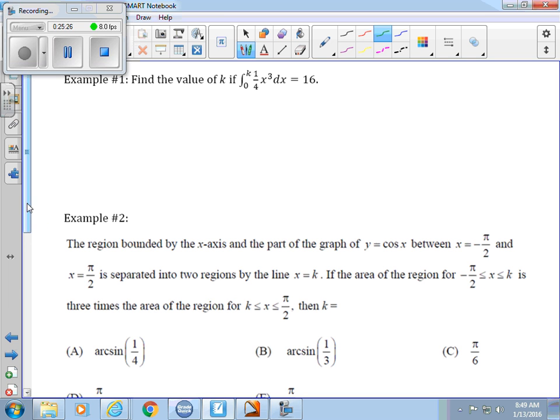Okay, now we're going to do a couple of AP style problems. Some different ways AP can throw some things in. Find the value of k if the integral from 0 to k of 1/4 x cubed dx is 16. Any ideas?